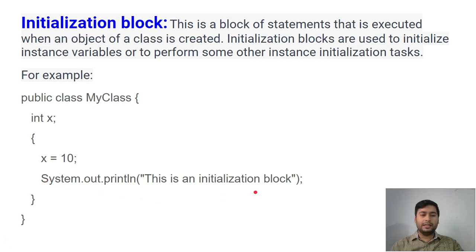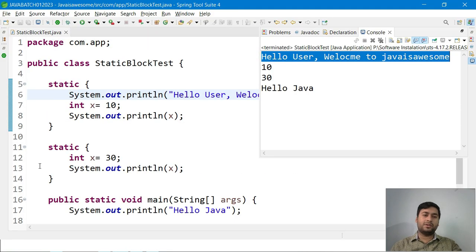So this we also write like a class level block. It's not a local block. It looks like a local block, but it's not, it's class level. So let's go to Eclipse and start writing code for that initialization block.